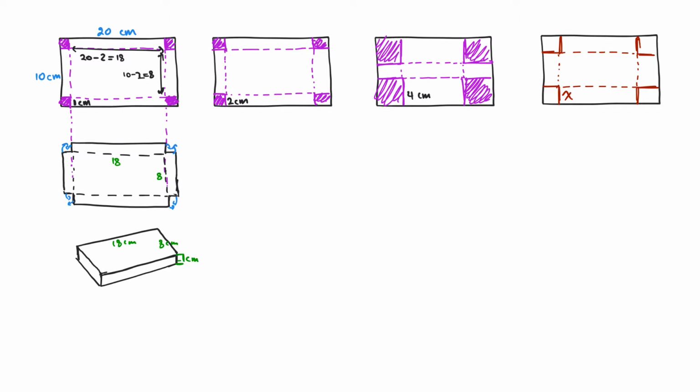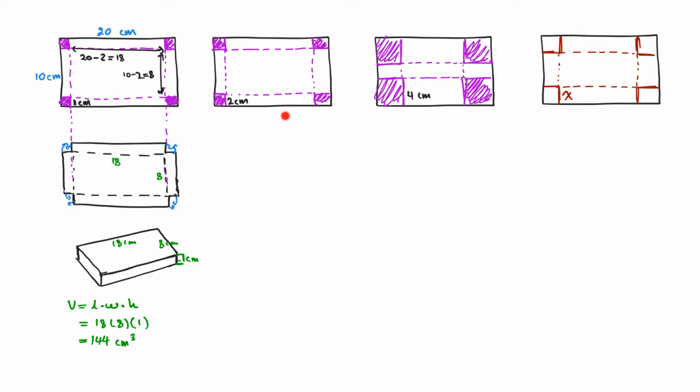To find the volume of our box, we have to multiply length times width times height, and in this case we have 18 times 8 times 1. And these numbers simply multiply to 144 centimeters cubed. That is the volume that I get if I were to fold a 20 by 10 centimeter sheet of paper with a cutout length of 1 centimeter.